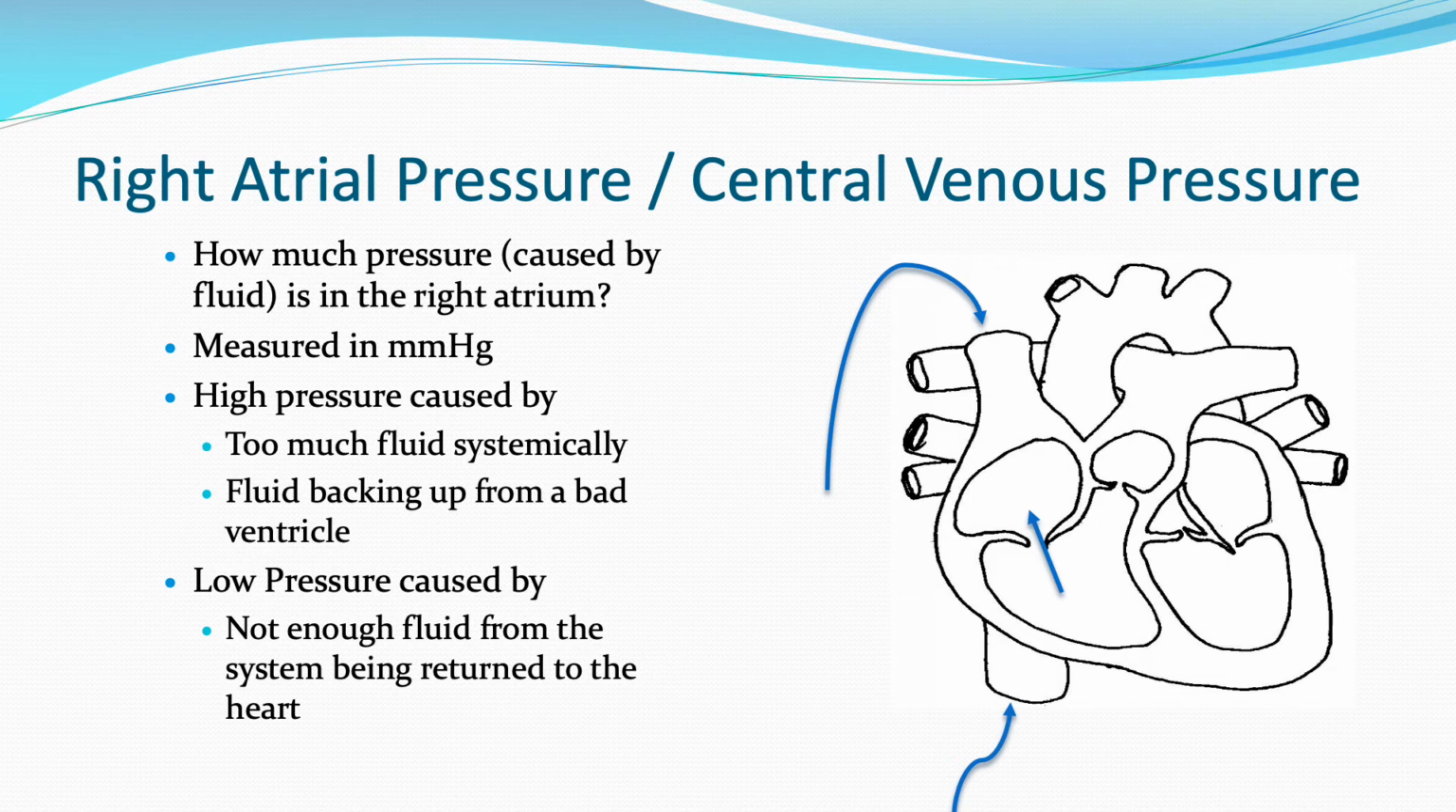So a low CVP or right atrial pressure typically means one thing: not enough fluid coming back to the heart. So we're really just looking at that one direction. Now, this could be caused by a lot of different things, but the most common cause is hypovolemia. However, if you think about it, a patient who is very vasodilated systemically is pooling their systemic blood in the system and not getting it back to the heart efficiently, causing a low CVP or a low RAP.